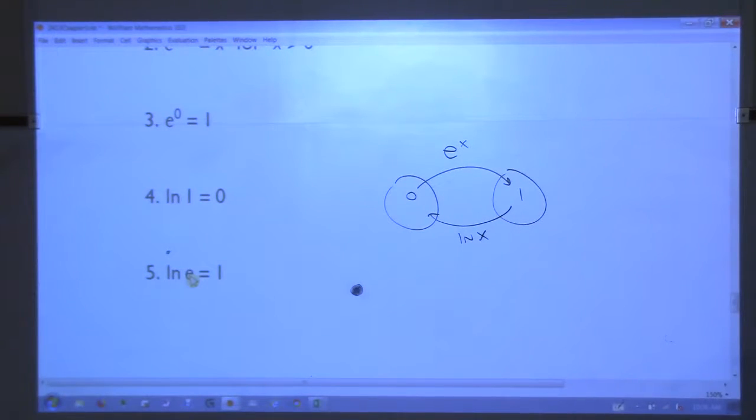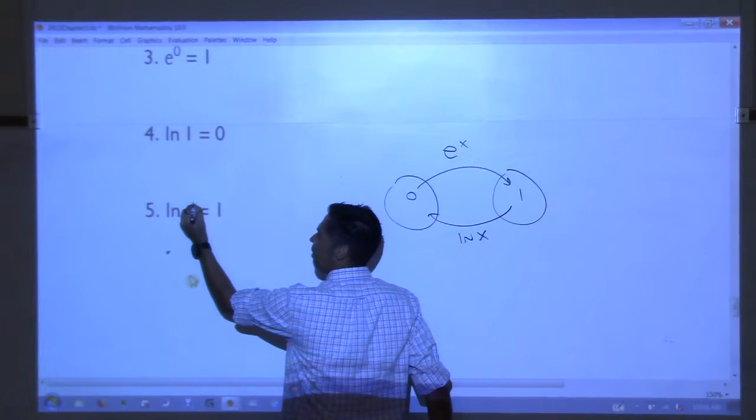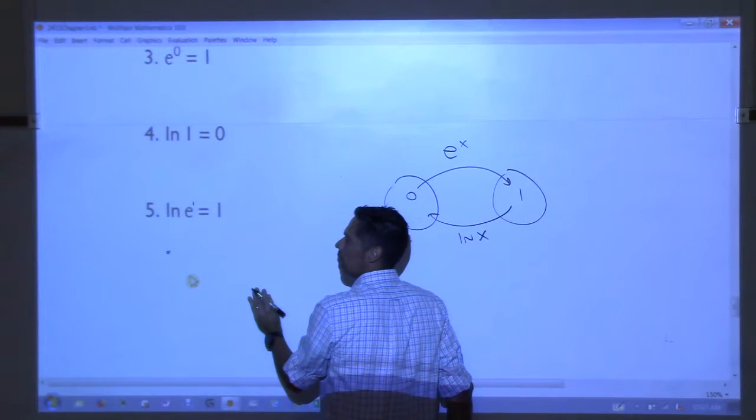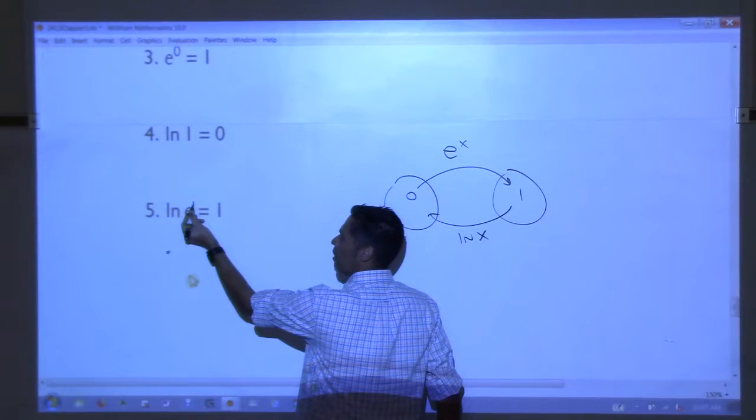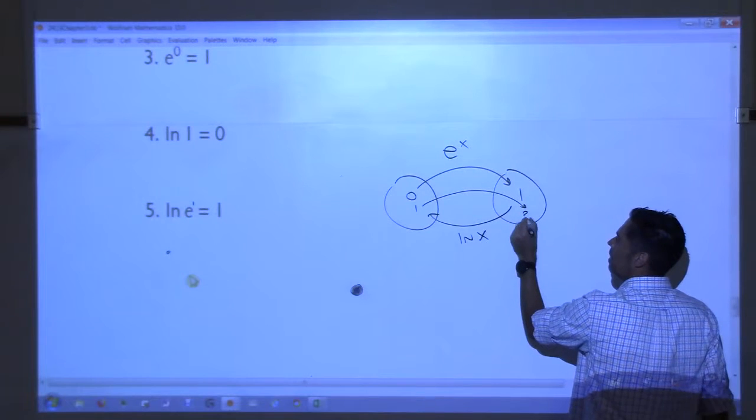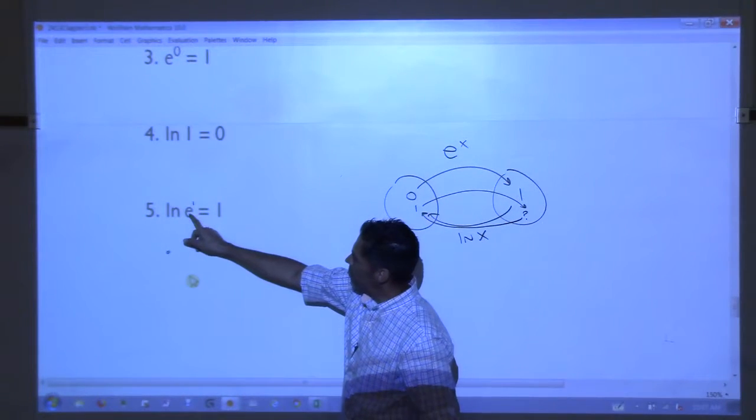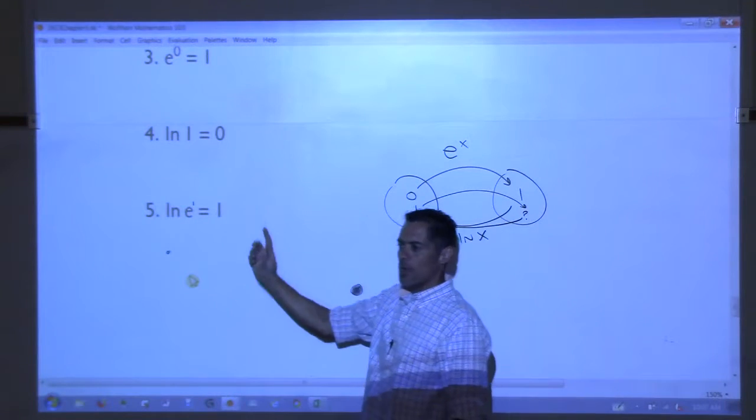And then what's natural log of e? It's just 1. The way to see this is e is really e to the first power. So you're plugging in 1. It goes through, comes out something, and then where does it go back to? 1. So 1 goes into e, and then natural log sends it back to where it came from.